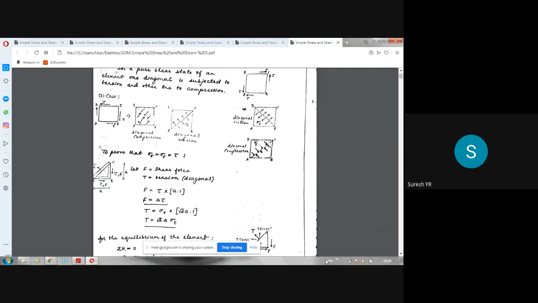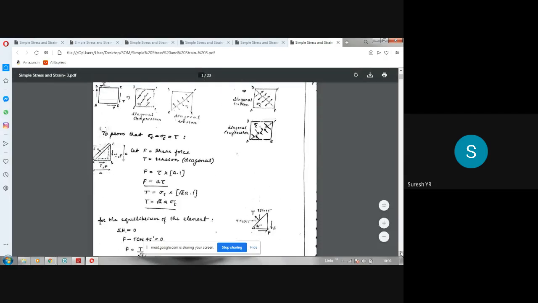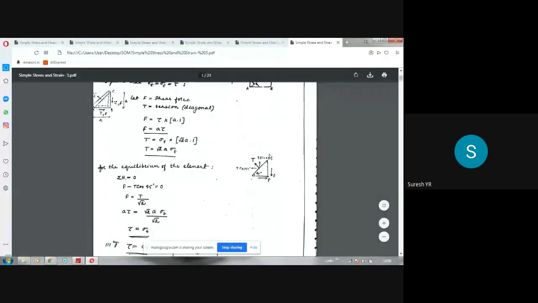Now we have to consider the equilibrium of the element. When taking the equilibrium of this element, I have written once again here, this T is acting like this, perpendicular to this. F is acting like this.